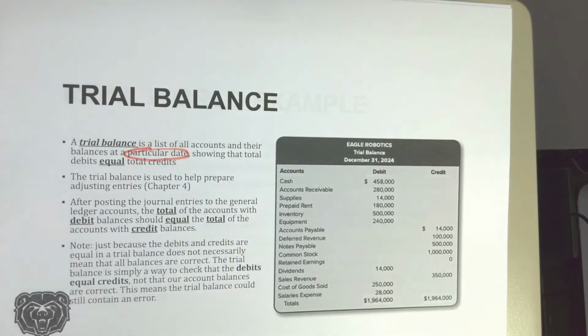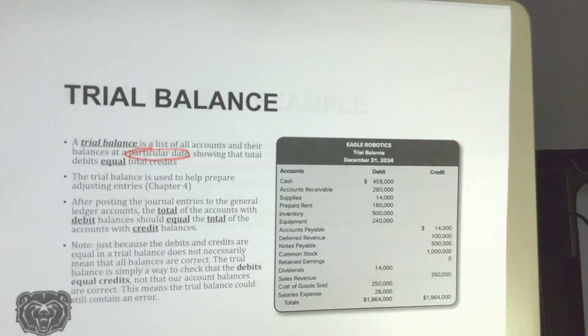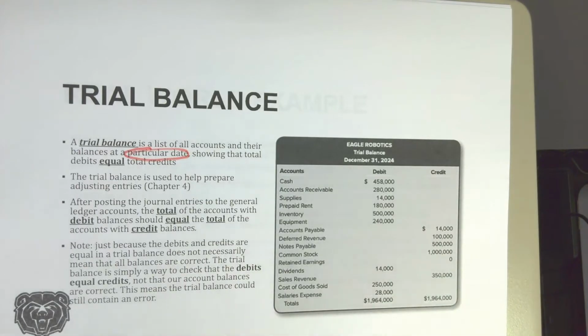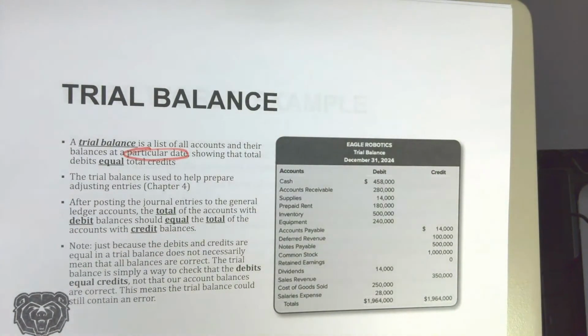We'll talk about the trial balance more in chapter 4. We'll create another one called an adjusted trial balance, and then we'll create yet another one called a post-close trial balance. So you can see how important these are to create and maintain. But we use them to really help us prepare adjusting journal entries, which we'll do in chapter 4. What we did just now for chapter 3 is what we refer to as original journal entries, okay?